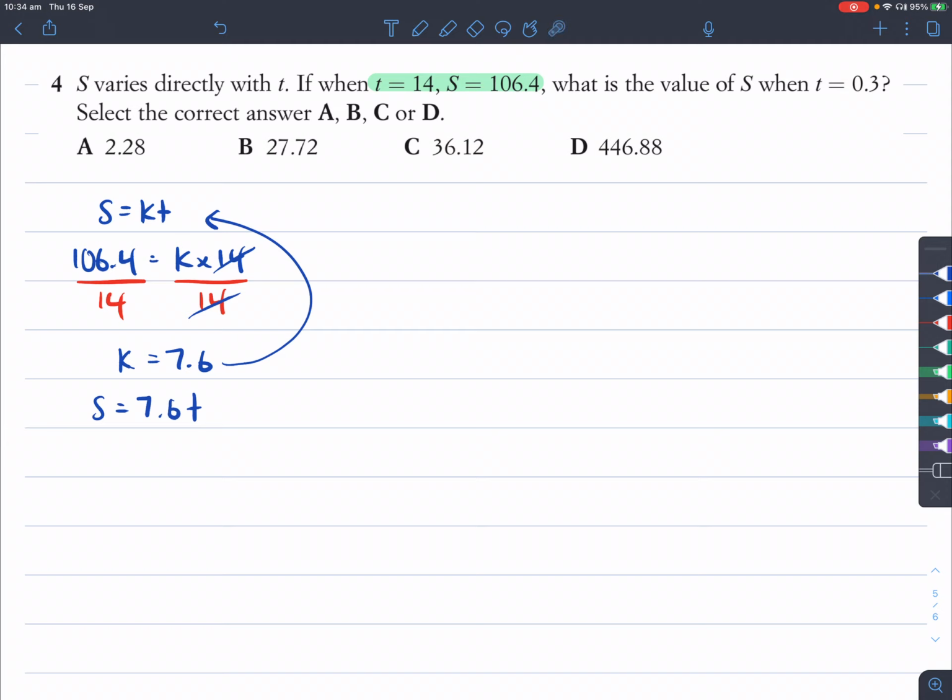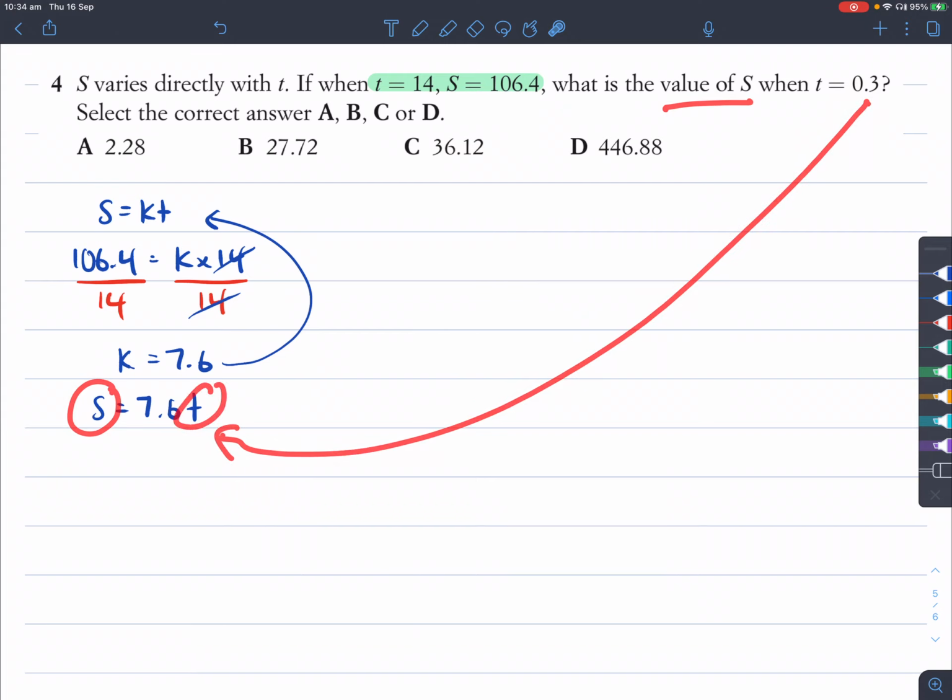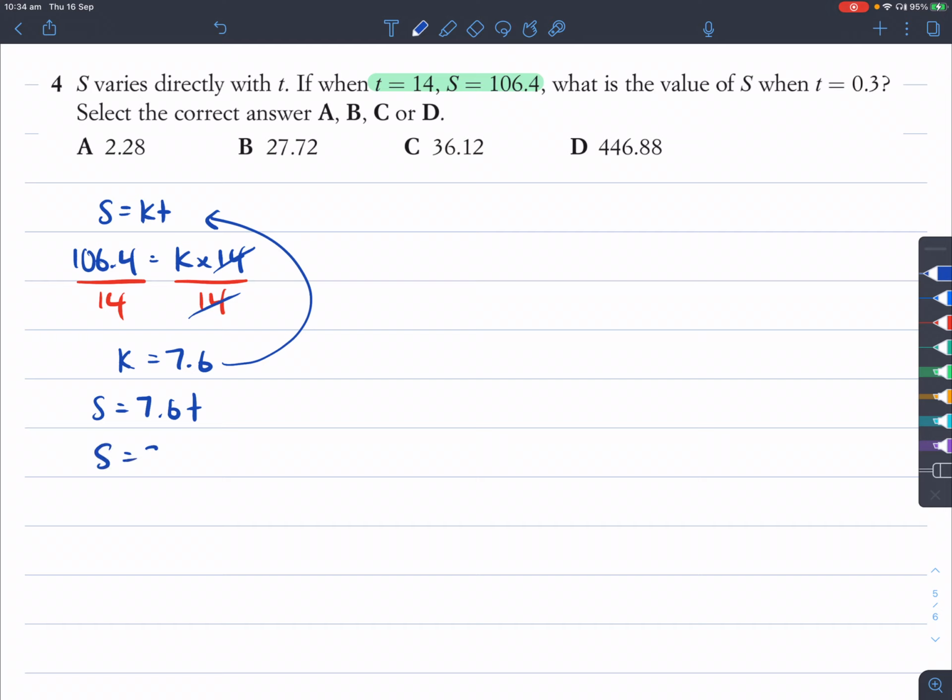And so we're trying to get the value of S, which is this, when T is 0.3, which is that. So we're going to substitute T in, 0.3. We multiply that by 7.6, and that will give us 2.28. Okay, so the answer is A.